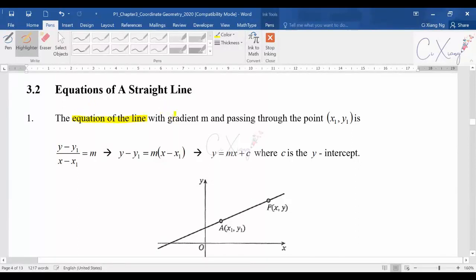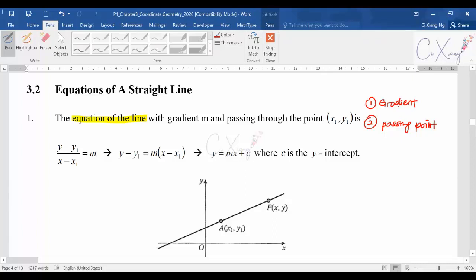Okay, so generally you need two important things here. The first one is the gradient, and then the second one is a point that passes through the line. Usually I'll call it the passing point. So you need these two things here. The gradient and the passing point are the basics for you to form the linear equation.